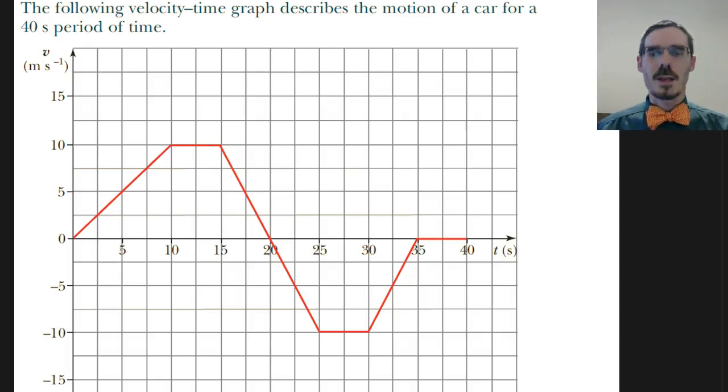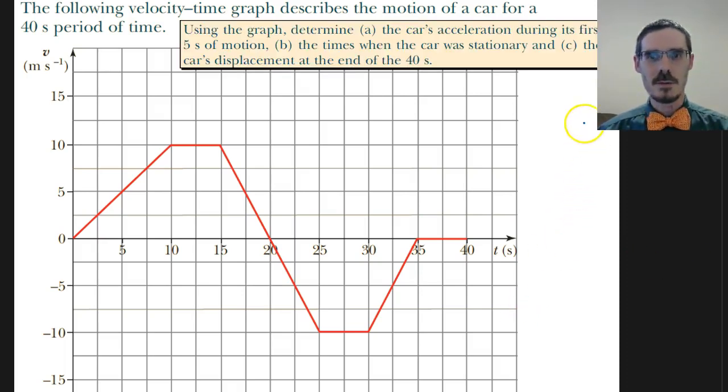So after all that theory, let me show you an example of using, in this case, a velocity time graph. This velocity time graph describes the motion of a car for 40 seconds of time. We have velocity here, sometimes negative, and this is time increasing to the right. The question tells us to use the graph to determine the car's acceleration during its first 5 seconds of motion, the times when the car was stationary, and the car's actual displacement at the end of the 40 seconds.